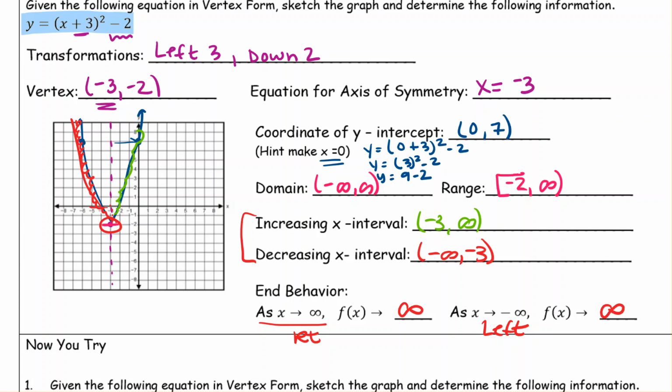In the you try section right now, there are 2 more examples for you to try. Give those a try, and good luck.